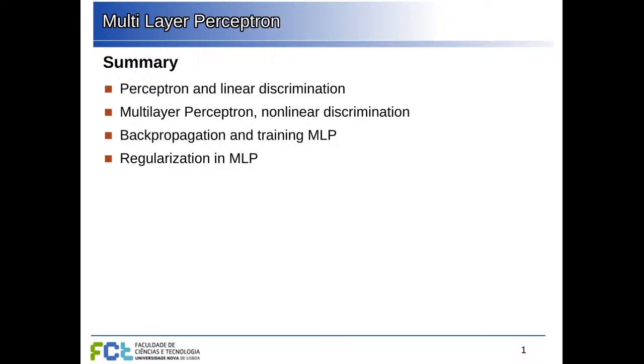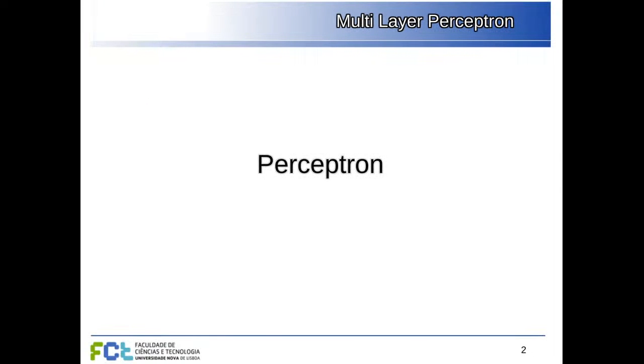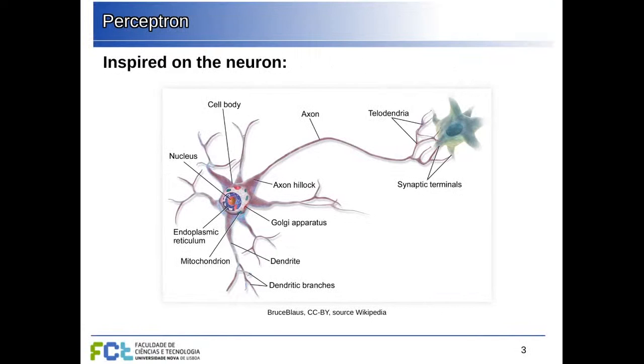I'm going to talk a bit about the perceptron, the limitations of the linear discrimination in one single neuron, and then how a multi-layer perceptron can solve that nonlinear discrimination problem by doing those nonlinear transformations to the data that we saw previously with logistic regression. I'm going to explain backpropagation and how to train a multi-layer perceptron, and also talk a bit about regularization in this context.